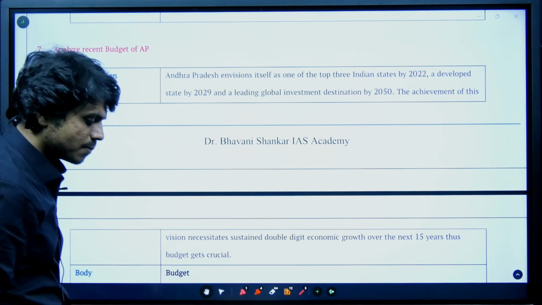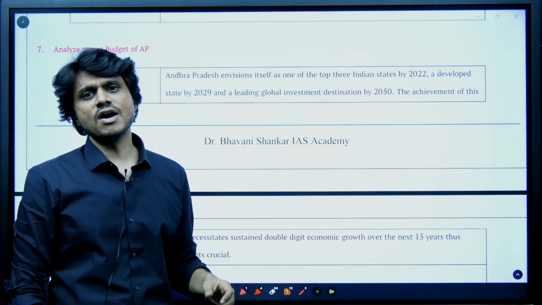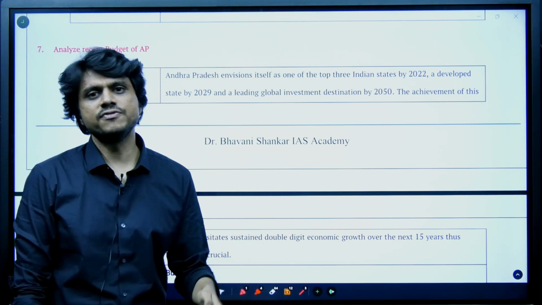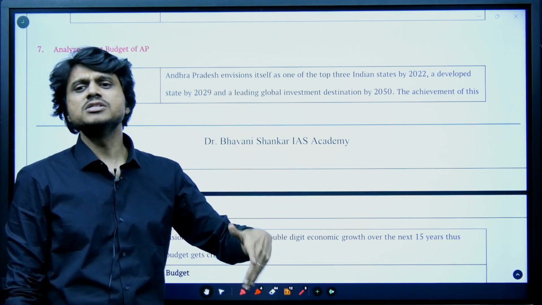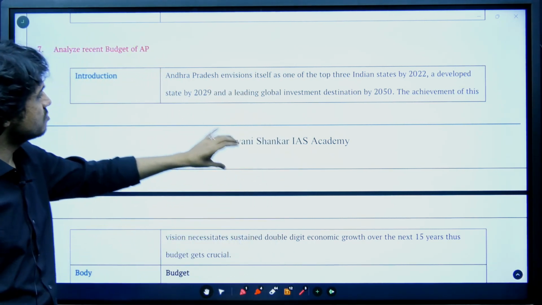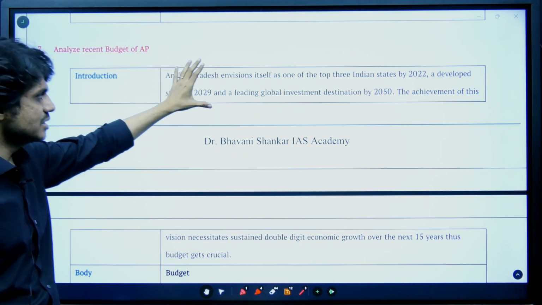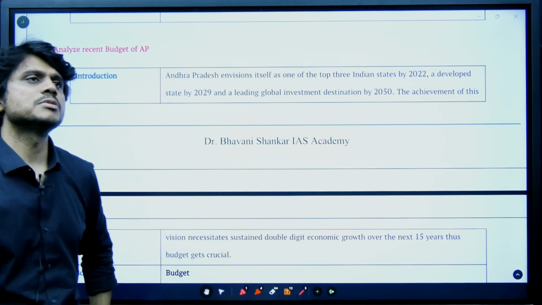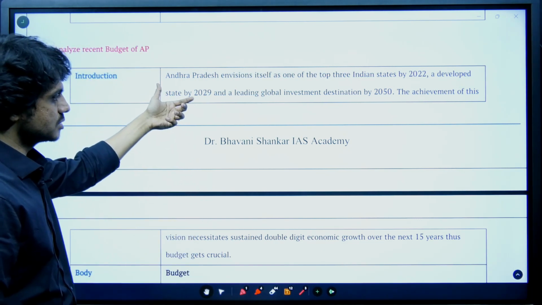In order to understand the budget of the AP and give an analysis, firstly we have to give some major provisions of the budget, right? Without providing some features, how can you analyze? So we have to discuss some of the features of the major provisions. Now we have to give the introduction in this question also. In the introduction, some context has to be set. You cannot say simply, okay, Andhra Pradesh government has come up with the budget and so on. You should set some kind of context.